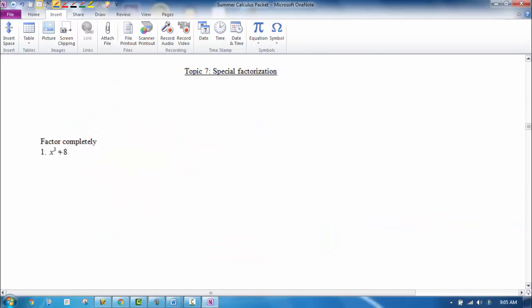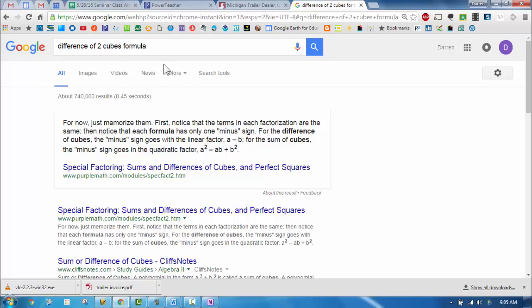All right, the next problem wants us to factor completely. This is a sum of 2 cubes. Now, I didn't put this on the formula sheet. I don't even think we talked about this here, but if you just Google difference or sum of 2 cubes, the formula is one of these factors and one of these. And it says the minus sign goes, for the sum of cubes, in the quadratic factor right here.